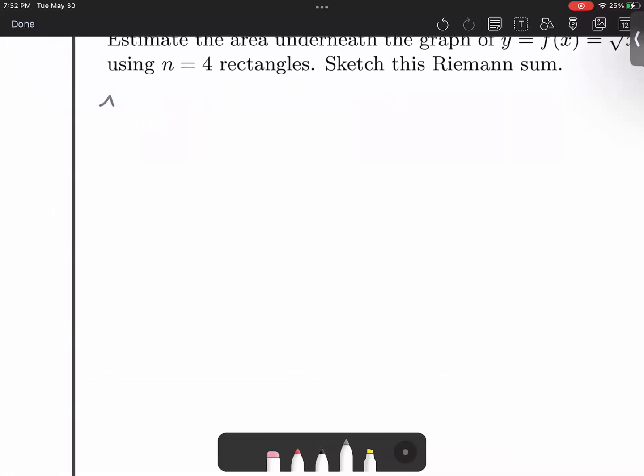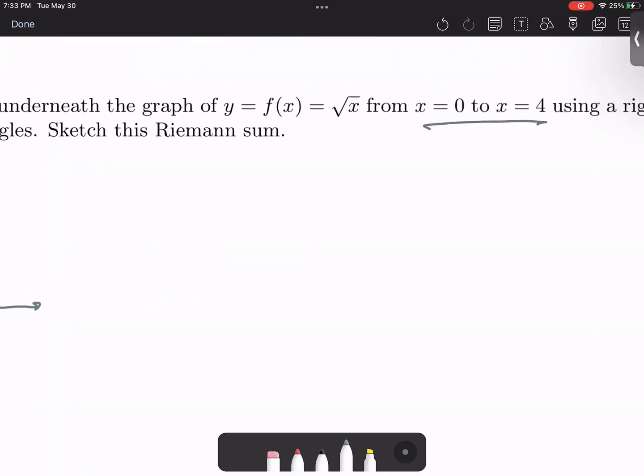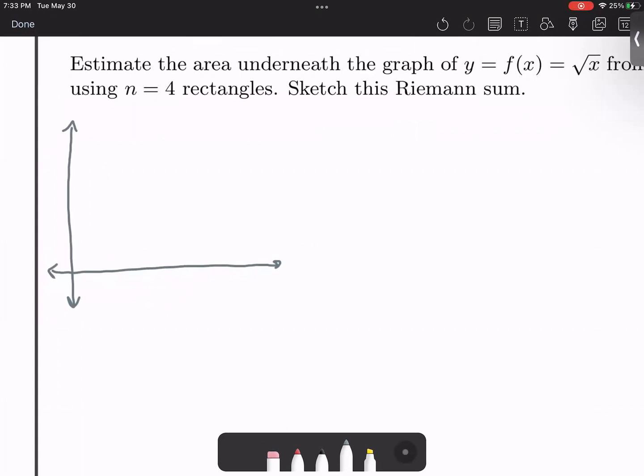Let's zoom in here so I can give some detail to it. It's the square root function. I know its domain is only positive numbers, so let's only graph that section. And also, I'm only concerned between 0 and 4. So let's put 1 there, 2 there, 3 there, and 4 there. The square root function does something like this. All right, now I want to estimate the area underneath this from 0 to 4.